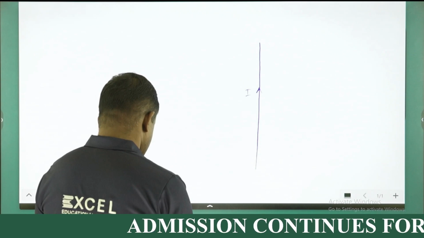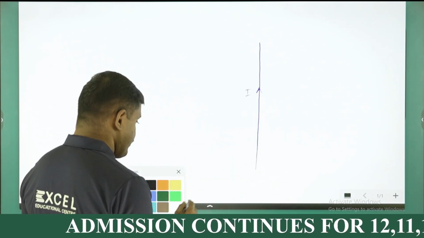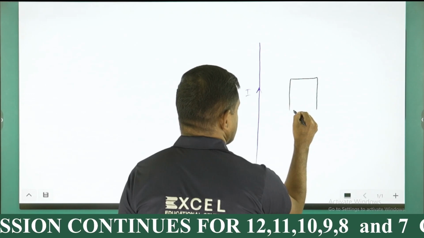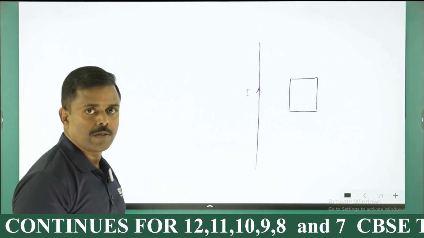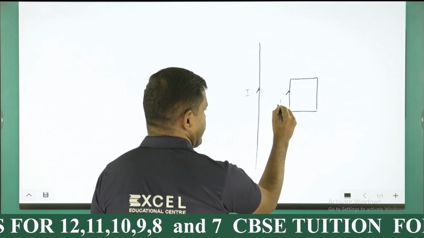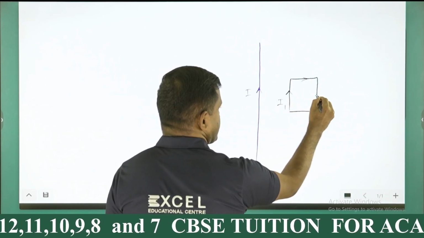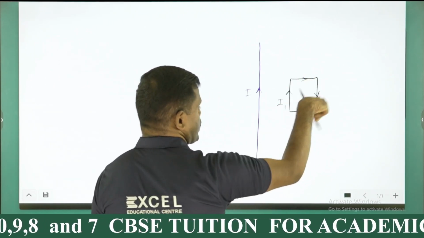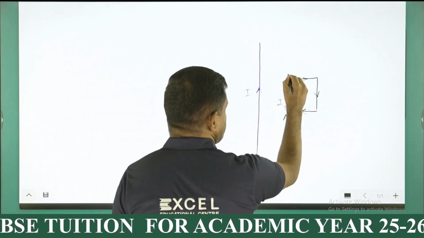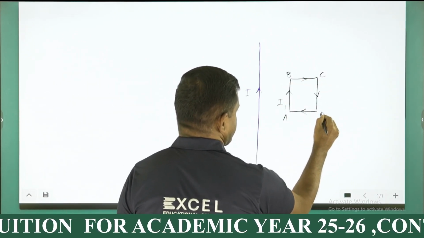And right next to it, we have a loop. Look at the loop. This is a square loop. It carries another current, say I dash or I1. That current goes through the circuit to come back, right? And let us name it A, B, C, D.